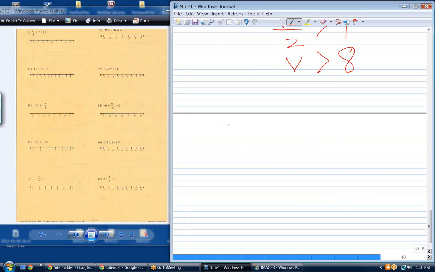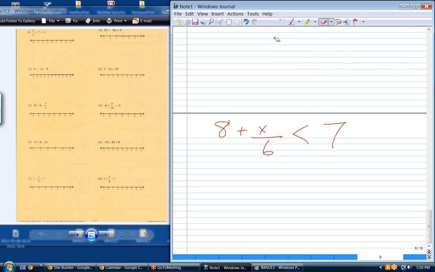Cool. You're not going to miss any of these as long as you can solve these inequalities. Graphing part's a piece of cake, once you get it to where the variable's on the left.